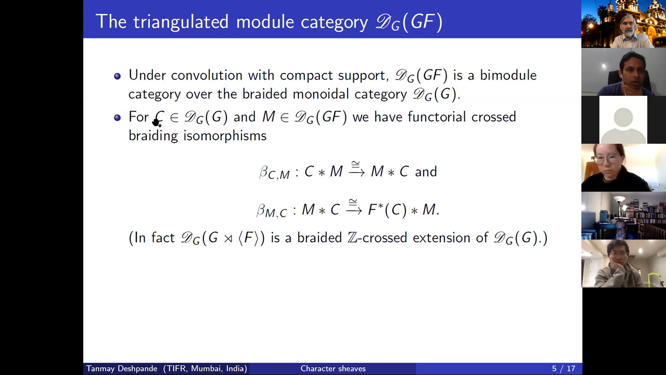Now if we take an object C in D_G(G) and an object M in D_G(gF), we have braiding isomorphisms, which I call crossed braiding isomorphisms. So beta_{C,M} is from C convolved with M to M convolved with C, and beta_{M,C} is an isomorphism from M convolved with C to the Frobenius pullback of C convolved with M. These isomorphisms I call crossed braiding isomorphisms. The construction of these isomorphisms is similar to the construction of the braiding isomorphisms that hold just for this category D_G(G).